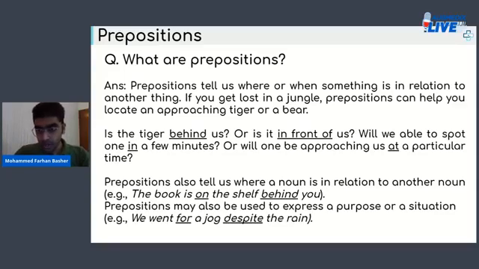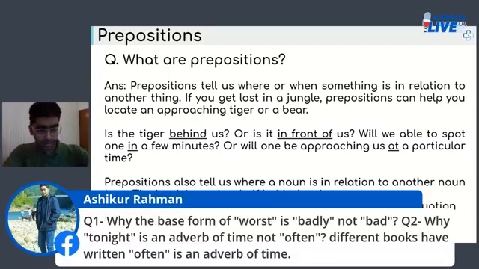All right, I've got some queries here. Let's see if I can answer them. Ashika Rahman says, question number 1, why is the base form of worst is badly and not bad? Okay. Why tonight is an adverb of time, not often? Different books have written often as an adverb of time. Well, where have you come to know that often isn't an adverb of time? Often is definitely an adverb of time. And so is tonight. And badly is, of course, an adverb. And worst is the superlative form of the adjective bad, right?